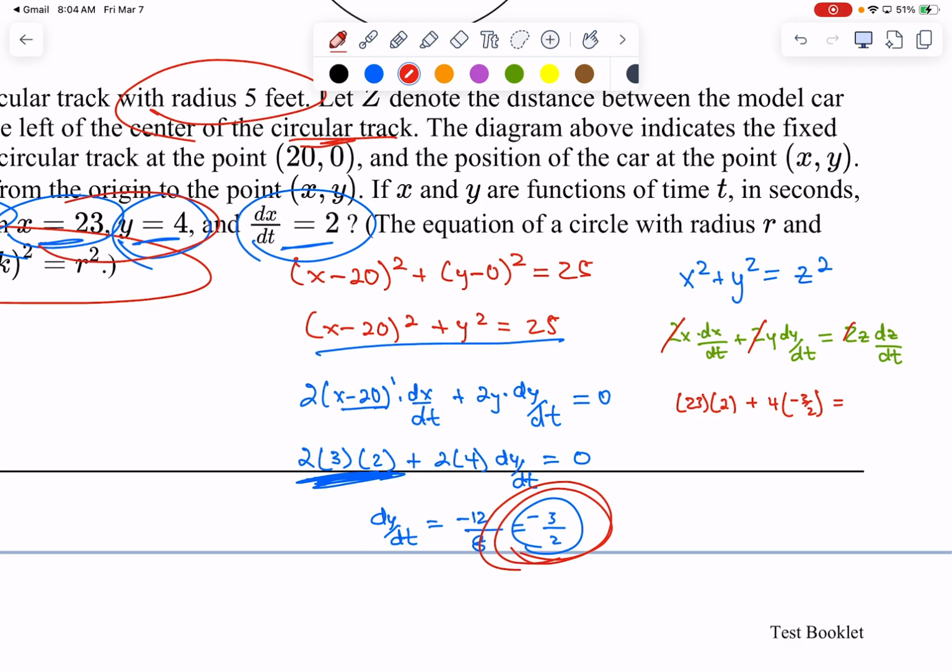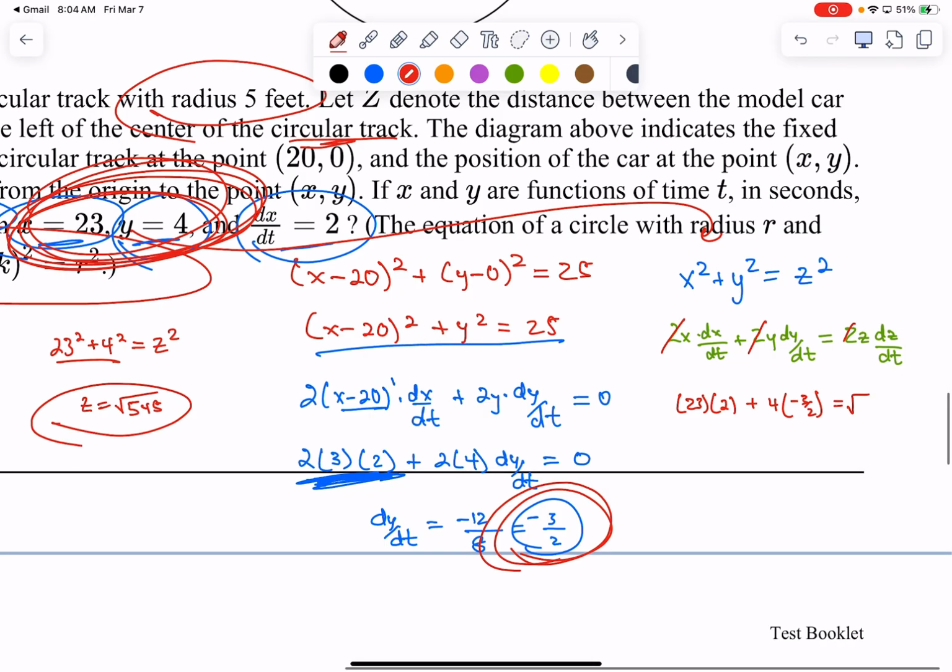Z. Do we know z? No, but can you find z? You just plug your 23 and 4 in here to find your z. So you're going to have 23 squared plus 4 squared is equal to z squared. And somebody's going to have to help me. What's 23 squared plus 4 squared and the square root of that? So do 23 squared plus 4 squared and then take the square root. Does it come out nice? I doubt it's going to come out nice. Square root of 545. Oh, that's ugly. But it's a calculator problem. So we're going to have the square root of 545.